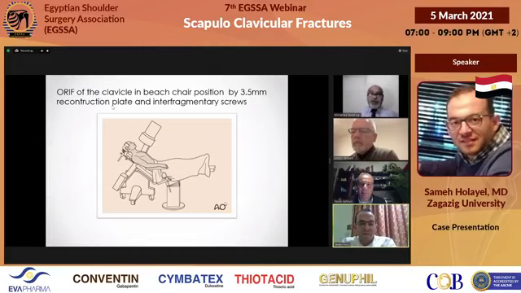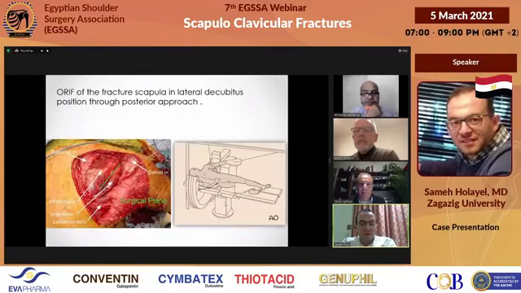Thank you, Dr. Ahmed. As my professor said, I started with open reduction and internal fixation of the clavicle in the beach chair position, and I fixed it with a 3.5 millimeter reconstruction plate and an interfragmentary screw. Next. And in the lateral decubitus position, I did open reduction and internal fixation of the fractured scapula through the posterior Judet approach.